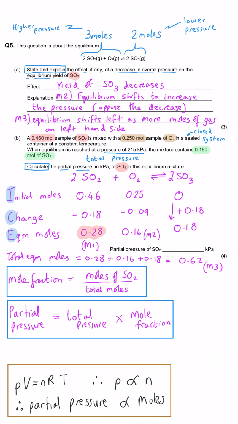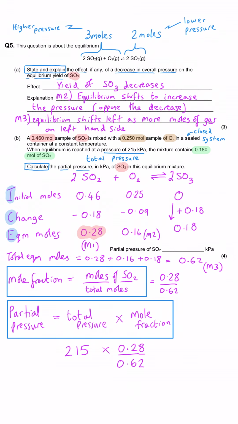That will be mark point number 3. And so the SO2 mole fraction is 0.28 out of our total 0.62. And we don't actually need to calculate this value, because what we're going to do now is multiply this fraction by the total pressure, 215, to arrive at the partial pressure for SO2. And this gives us an answer of 97.1 kilopascals, or 97 kilopascals.